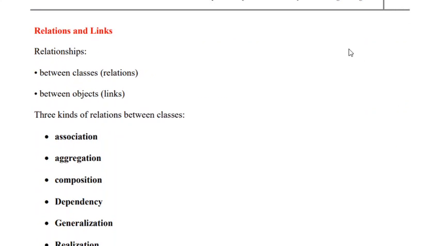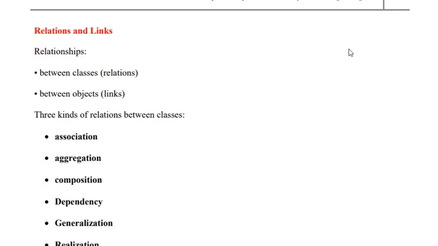Now, let us try to understand the difference between relations and links. In the context of classes, we say that a class A is related to class B, whereas in the case of objects, we say an object A is linked to object B. A relationship is a mechanism that is used to establish a communication channel between two different classes, and a link is a communication channel that is established between two different objects.